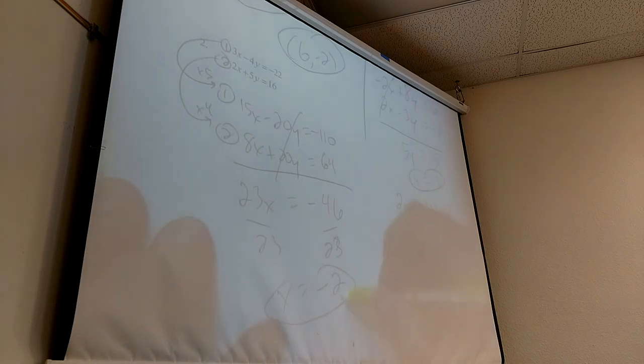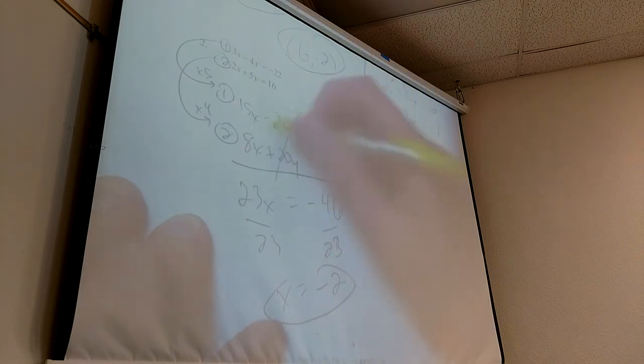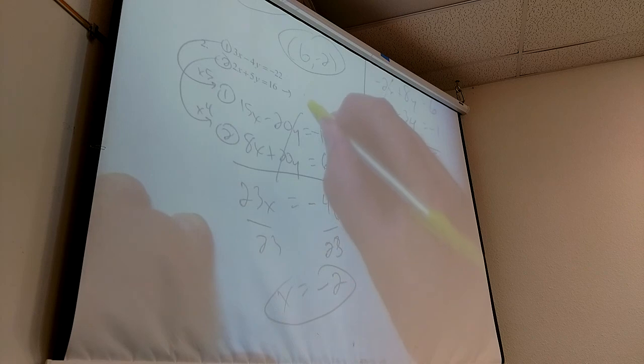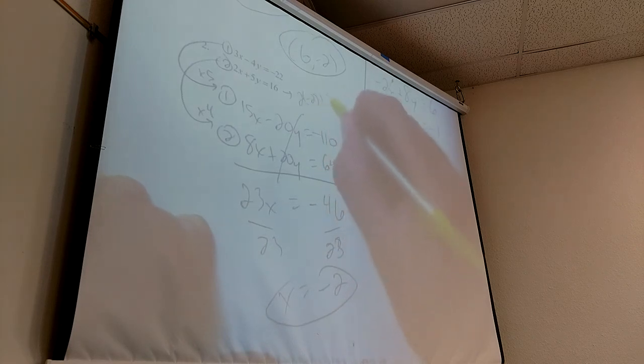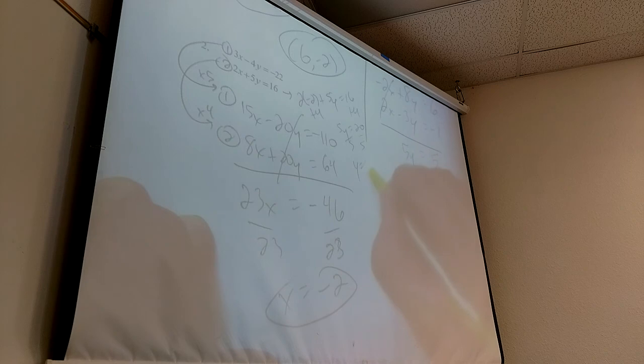So then you plug that negative 2 back up in here. One of these. You could use these, but why would you? They're the same as this. So if I plug it into this one, 2 times negative 2 plus 5y equals 16. That's negative 4, so add 4. 5y equals 20. Divide by 5, y equals 4. Okay.